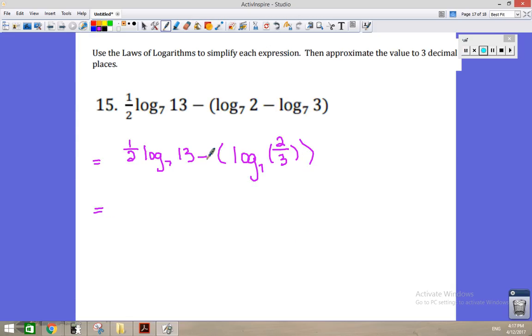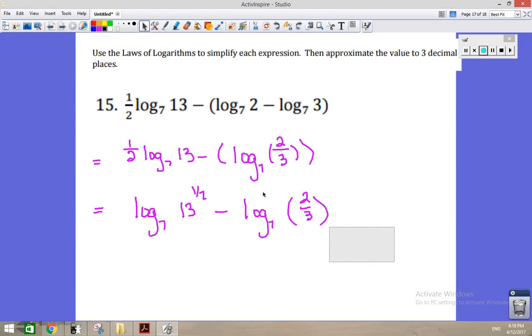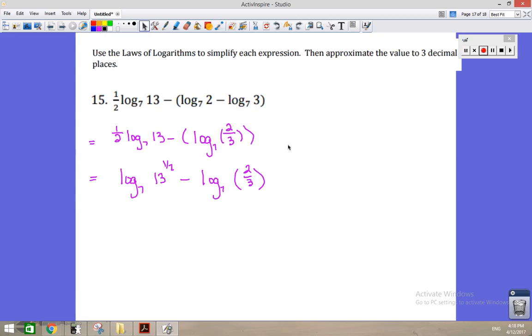Well, before I try to work with this subtraction, this 1/2 by the power rule gets pulled up as an exponent, so I have log base 7 of 13 raised to the 1/2 power minus log base 7 of this 2/3. This is the difference of 2 logarithms. I can write that as a single logarithm, where I have log base 7. The numerator, I can write 13 to the 1/2 power. I can leave it like that, or I can write it as the square root of 13. I'm subtracting, and I'll divide that by 2/3.